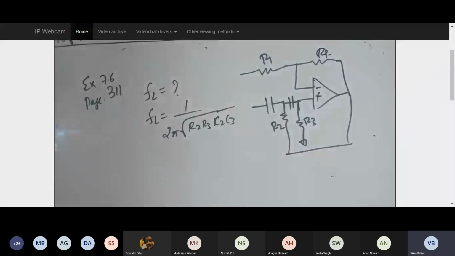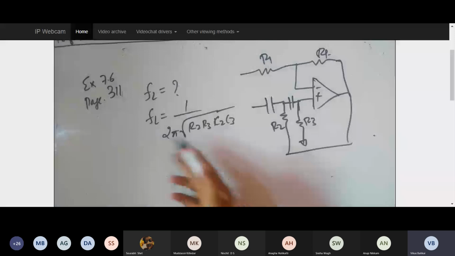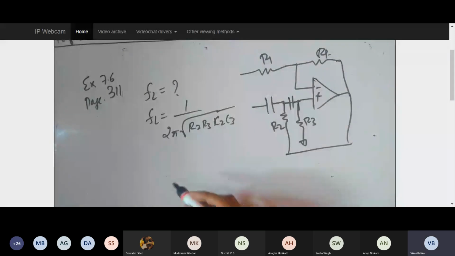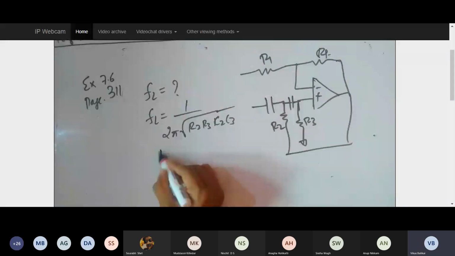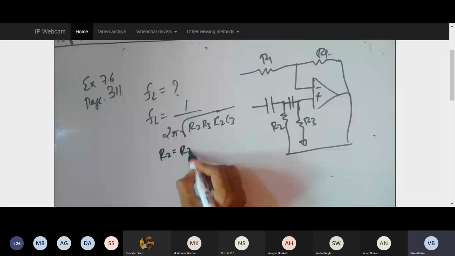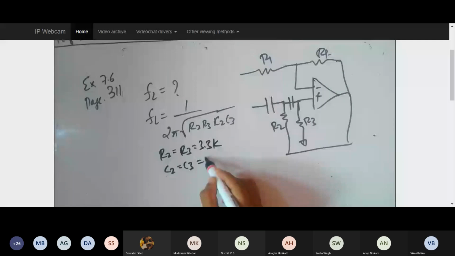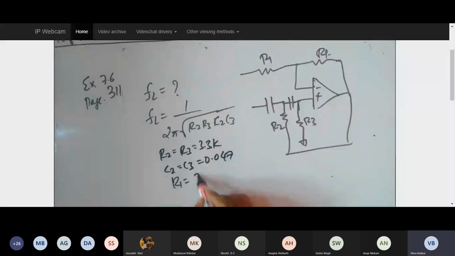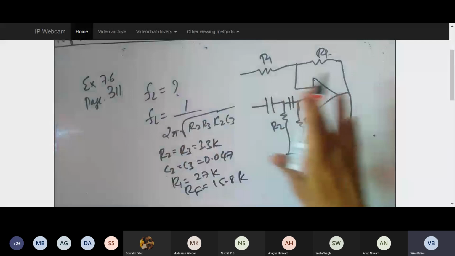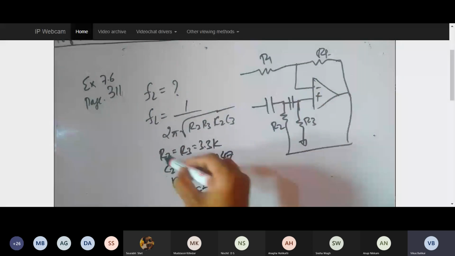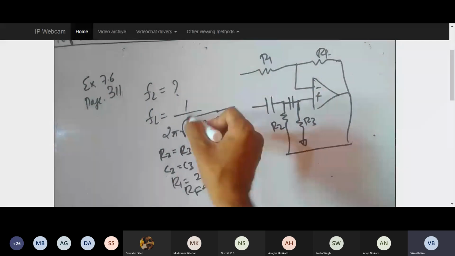Since I have only one formula and he has given the values: R2 equal to R3, which is 3.3 kilo ohm, and C2 equal to C3, which is 0.047, R1 is 27 kilo ohm, and RF is 15.8 kilo ohm. Basically I require R2, R3, C2, C3 for calculating my FL. If I calculate that, I'm going to get my FL.